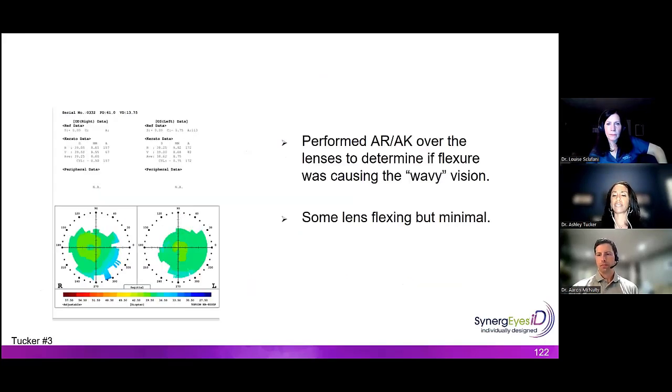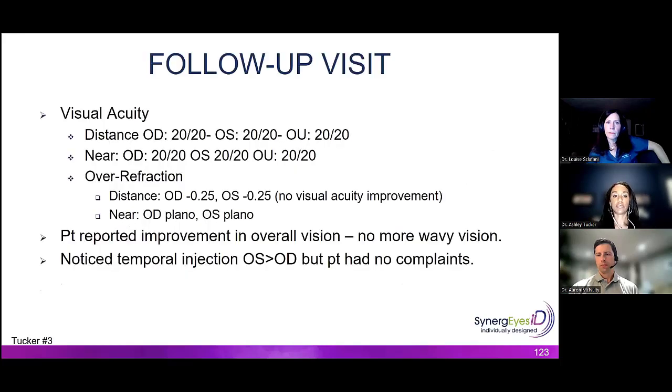Just for fun, just for kicks, I don't necessarily recommend doing this, but I did an auto refraction and auto K over her lens just to see what kind of potential residual astigmatism or lenticular astigmatism or just flexure I might be getting from the lens design. I knew it was probably the EDOF, but I just wanted to see if there was anything I could do to improve her distance vision. So we did get a -1/4 spherical over refraction, but that didn't really improve anything. I was hoping that maybe that would decrease the wavy vision, but it really didn't.